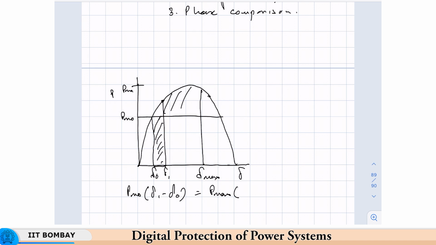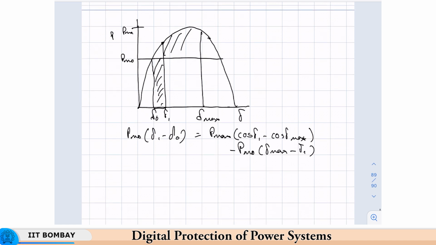P max into cos of delta 1 minus cos of delta max, minus PM naught into delta max minus delta 1. How do you find this? How did this term come about? The decelerating area comes about like this. This is the decelerating area.